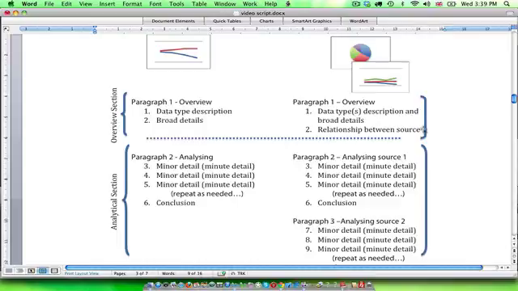The second sentence in your overview is going to state the relationship between the two sources. And often there is a broad detail that is created between the two of them. So for example, if you are given two pie charts that show information for two different points in time, typically those two charts will show some sort of major development or trend over that period of time. And you would need to state clearly what that relationship is here.